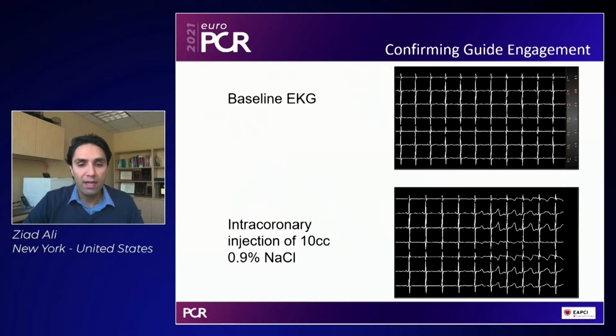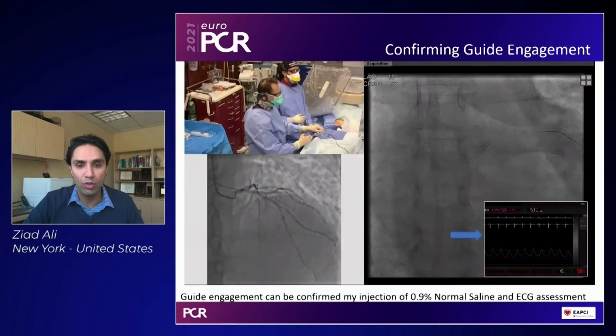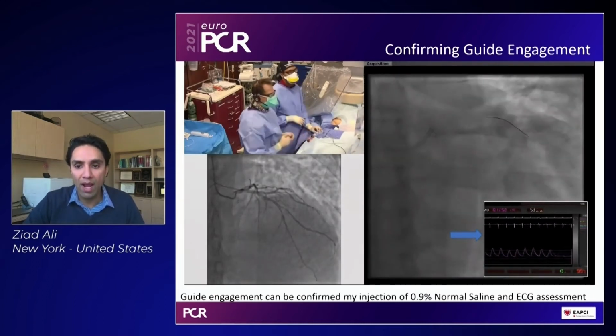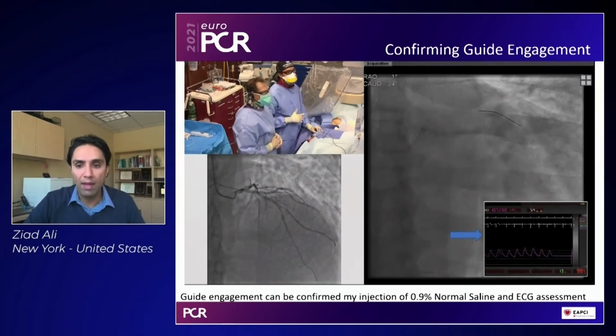First, you'll notice that confirming guide engagement can be problematic. And one way to ensure that you are actually engaged is when you feel that the guide catheter is engaged, to inject intracoronary saline. The saline, of course, conducts electricity and as a result is able to demonstrate that you are adequately engaged in the coronary. And here's an example, if you look at the bottom right, of an injection of 0.9% sodium chloride, and you'll notice the EKG change that's consistent and confirms the guide engagement.